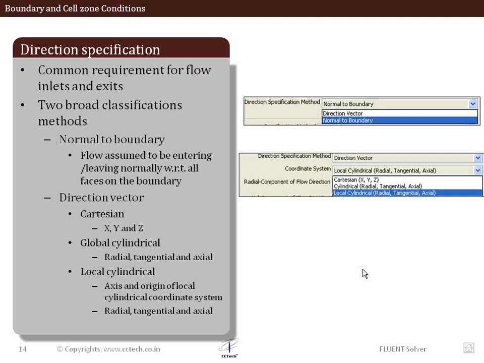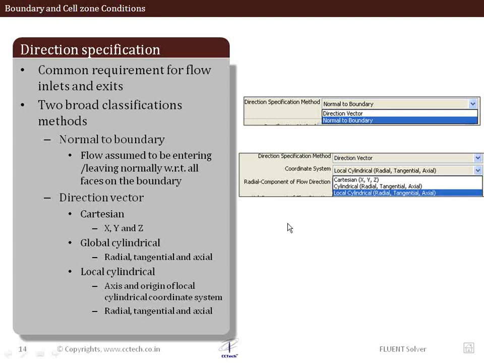In all the flow inlet and exit boundary conditions, what we will usually encounter is the direction specification. The question is, how does the flow enter? Let's say I specify a boundary to be a mass flow inlet. Then the question is, does the flow enter normally into the domain? So that's one possibility. You can say that the flow is entering indeed normally into the domain.